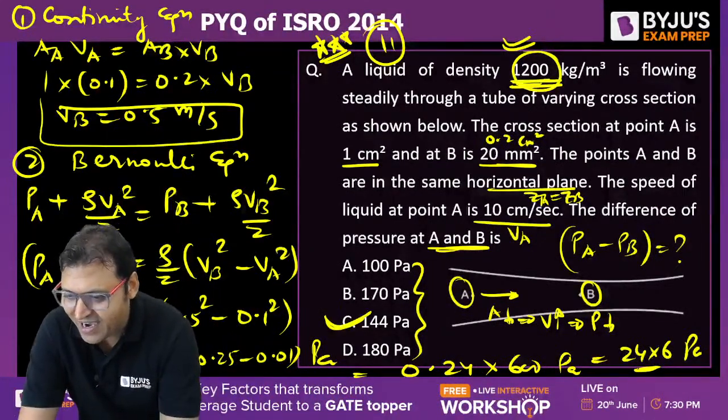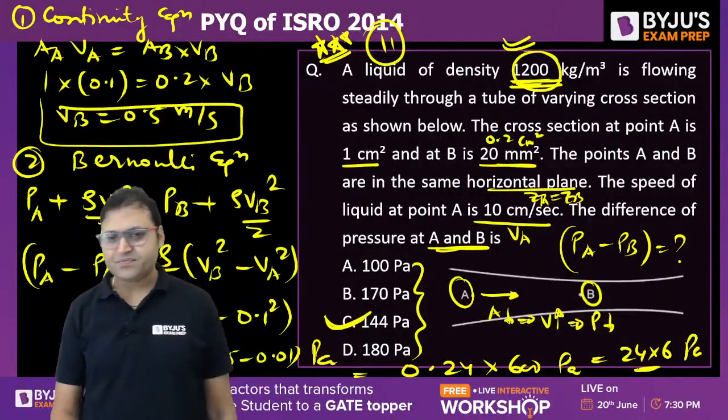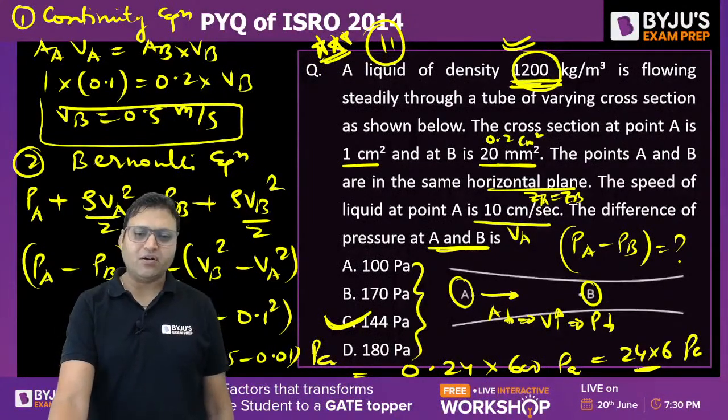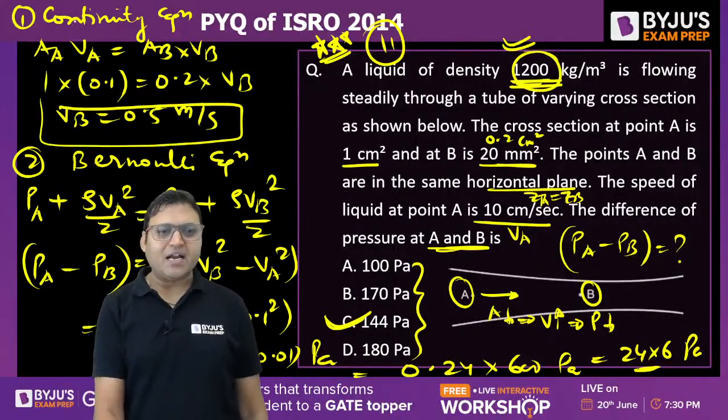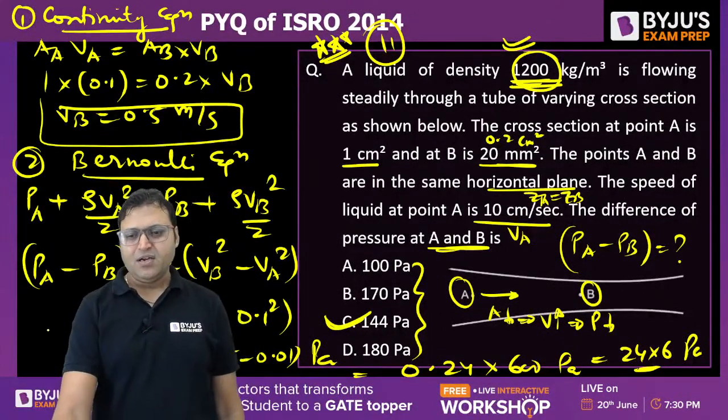Yes, Shreya, Naruto, Pajal, great, Ayush. Well done, guys. I hope you understood the concept. Apply the continuity equation between A and B, apply the Bernoulli equation, and you will get the pressure difference. 24 into 6, 144 Pascal.